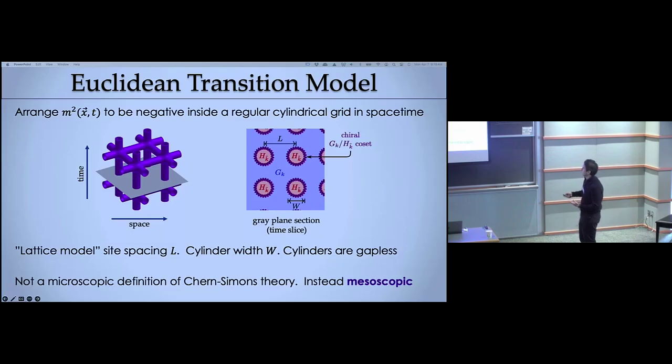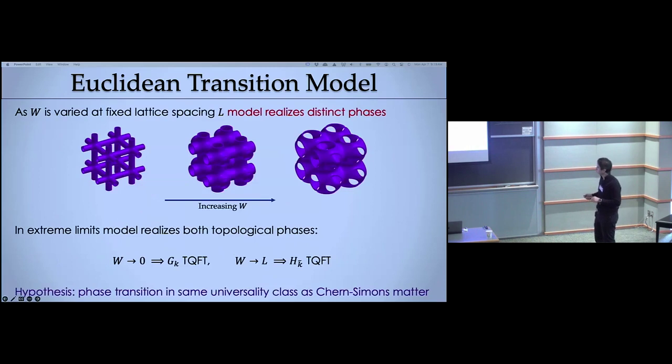So there's a kind of lattice spacing, if you like, which is the distance L between nearby sites. And then there's a width of the cylinder, W. And these cylinders are gapless. So this is our kind of Euclidean lattice model, in quotes. Now as we vary the parameter W, the width of the cylinders, at fixed lattice spacing, this model will realize distinct phases. If I increase W, keeping the lattice spacing the same, I blow up this mesh like that. And in extreme limits, I get both topological phases that I wanted.